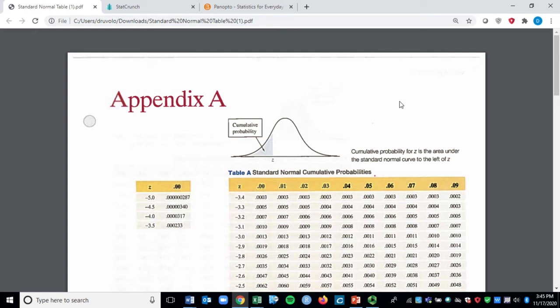Remember, this is continuous, and so these tables are probably going to work differently. This is already adding up all the area up to this value of z, starting with negative infinity. So when you look up a negative 2.92, what it's saying is, all right, negative 2.92, what is the area to the left of that?